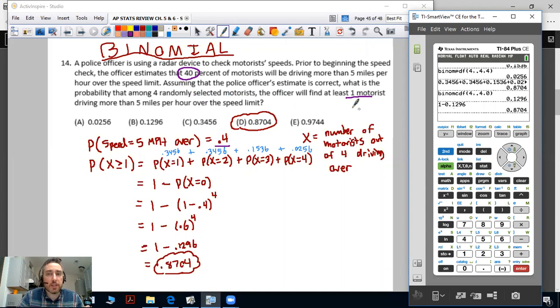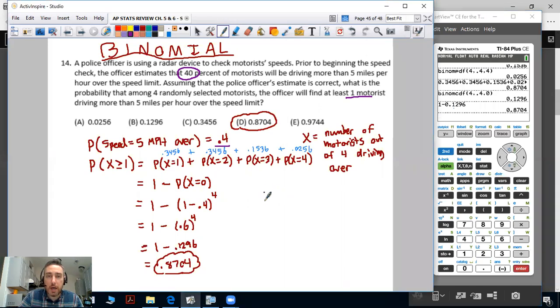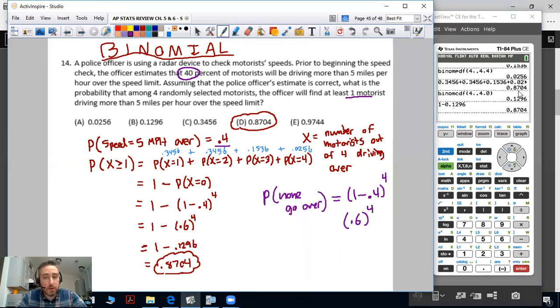In this problem here, the probability of at least one motorist is the same as the complement of none. So if I think of this as, all right, what's the probability that none go over, that is going to be 1 minus 0.4. The probability that not one goes over is not 0.4, it's 0.6. So we have 4 different people, so we're going to raise that to the 4th power. So 0.6 to the 4th power is 0.1296. That's this number here.